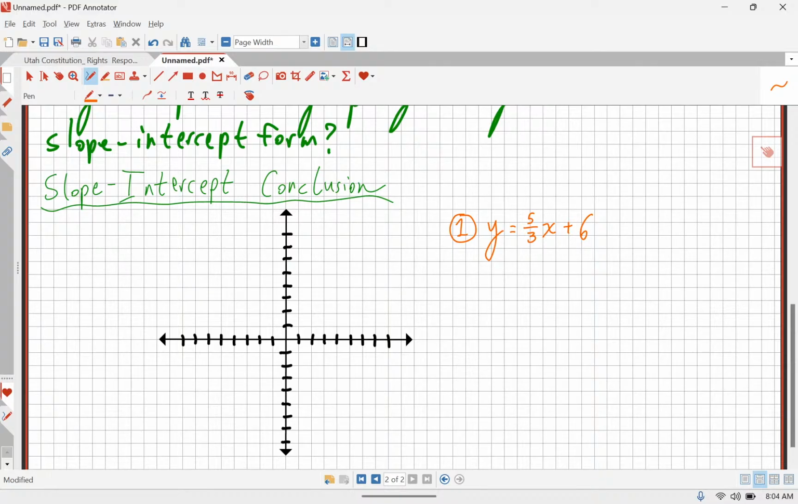I gotcha. So how I do this is, there's this thing I keep writing. It's triangle y over triangle x. What that actually means is the change in y over change in x.